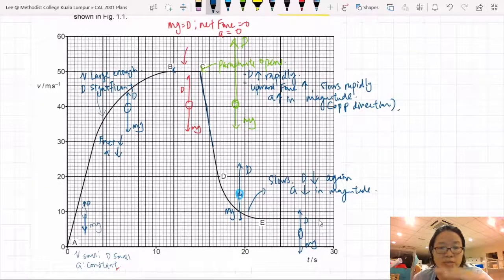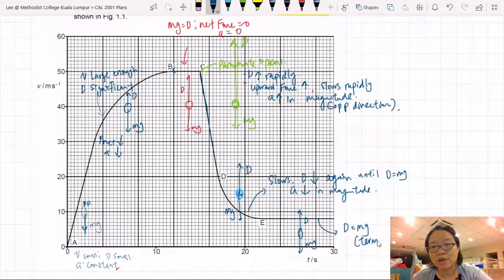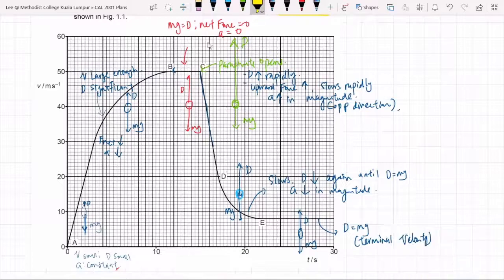Now finally, you notice after E, it flattens out because D equals mg again. So your drag force decreases back such that it is equal to mg. And once again, you will get your terminal velocity. At positions of terminal velocity, I will highlight here. The idea of terminal velocity is that your acceleration has decreased to 0.